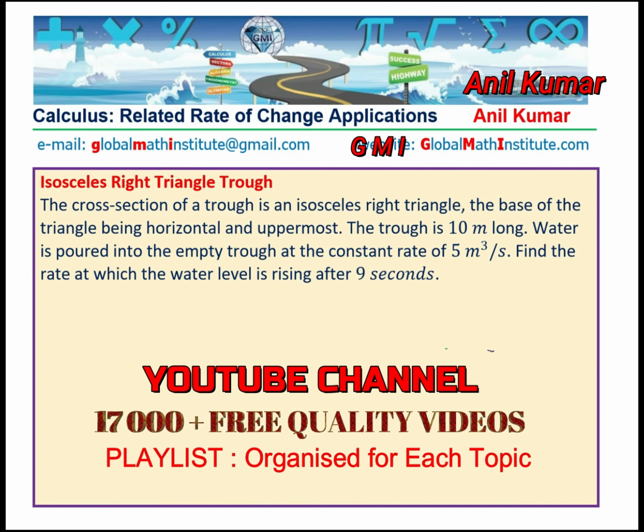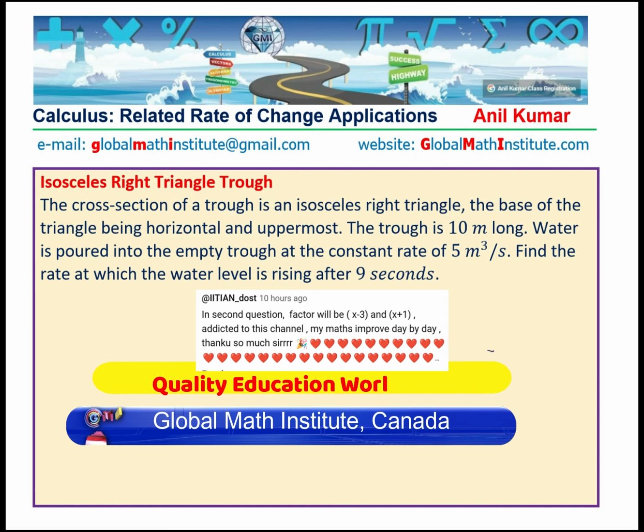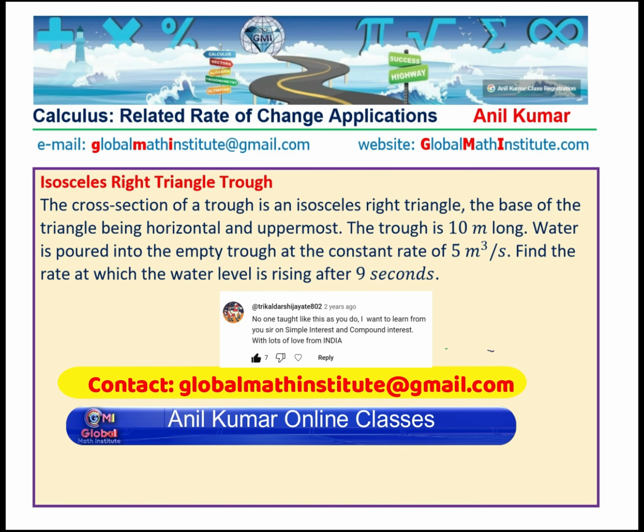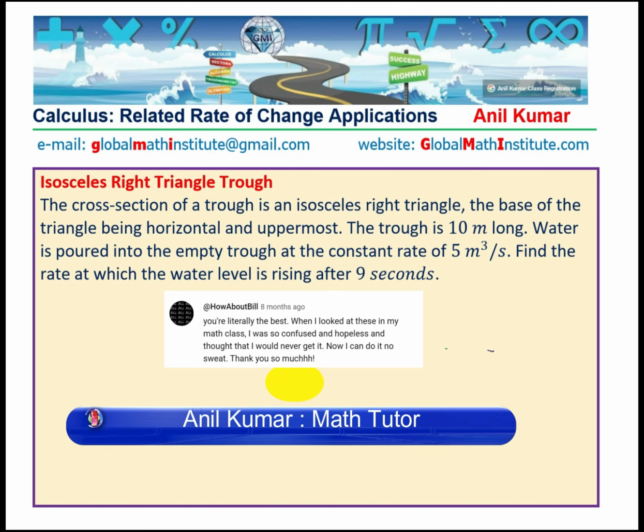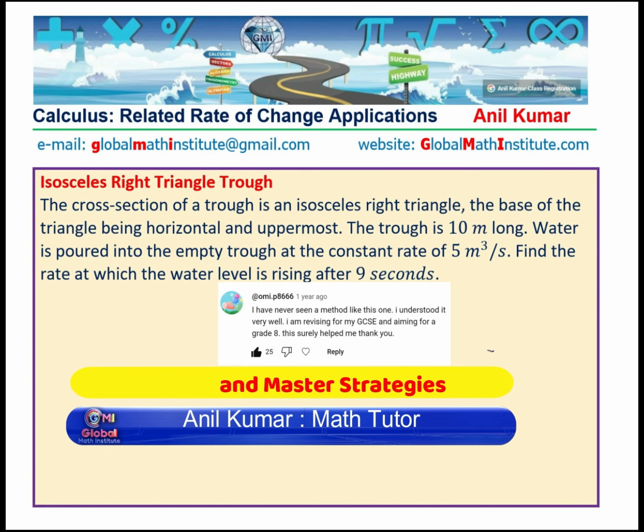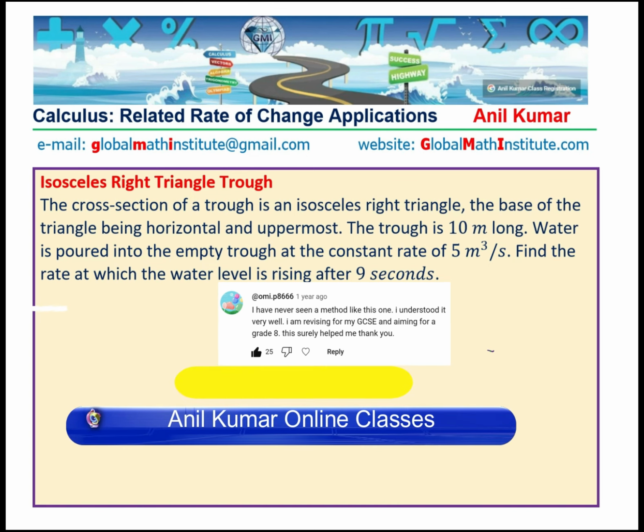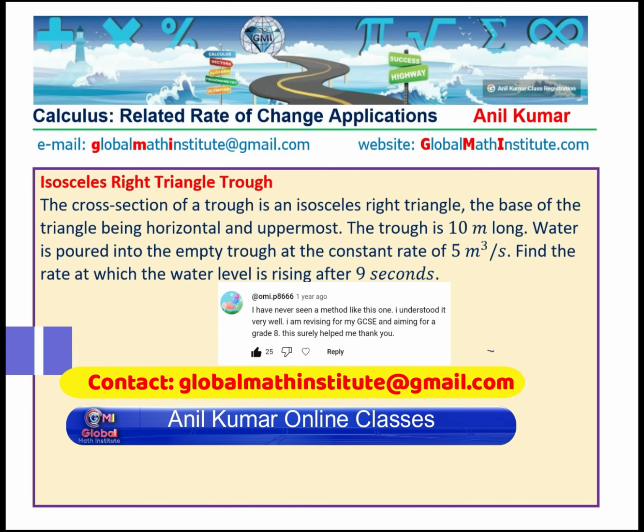being horizontal and uppermost. The trough is 10 meters long. Water is poured into the empty trough at a constant rate of 5 meter cube per second. Find the rate at which water level is rising after 9 seconds. Let us first sketch the diagram.